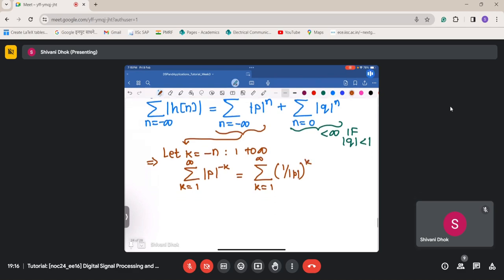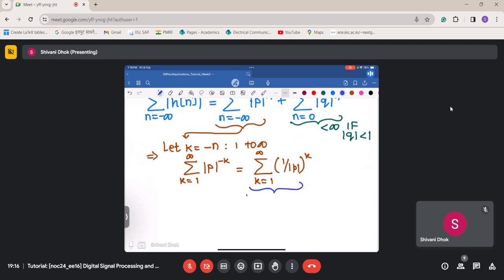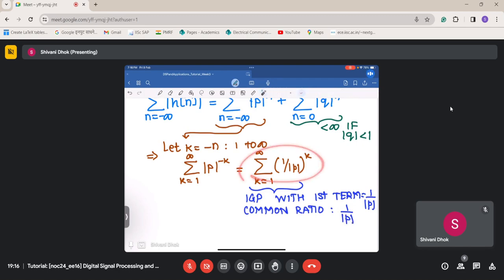Now again, this is an IGP or infinite geometric progression with first term as 1 by magnitude of p and common ratio as 1 by magnitude of p. And for this particular summation, this infinite geometric progression to converge, 1 upon magnitude of p should be less than 1, or equivalently magnitude of p should be greater than 1.